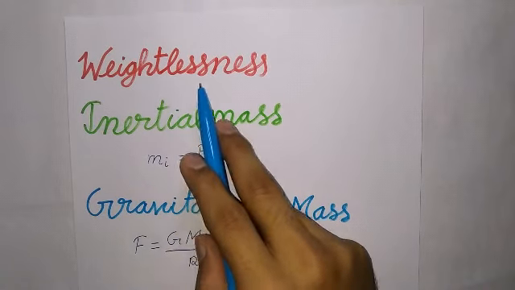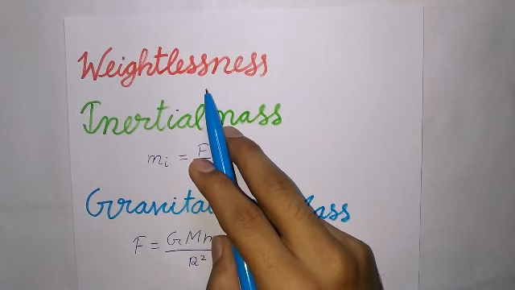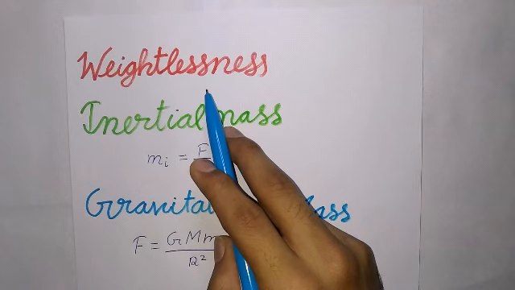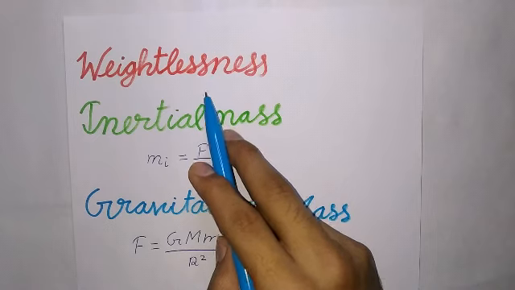Next is weightlessness. A body is said to be in the state of weightlessness when the reaction of the supporting surface is zero or its apparent weight is zero. An astronaut experiences weightlessness in a space satellite. This is not because the gravitational force is small at that location in space. It is because both the astronaut and the satellite are in the state of free fall towards the Earth.